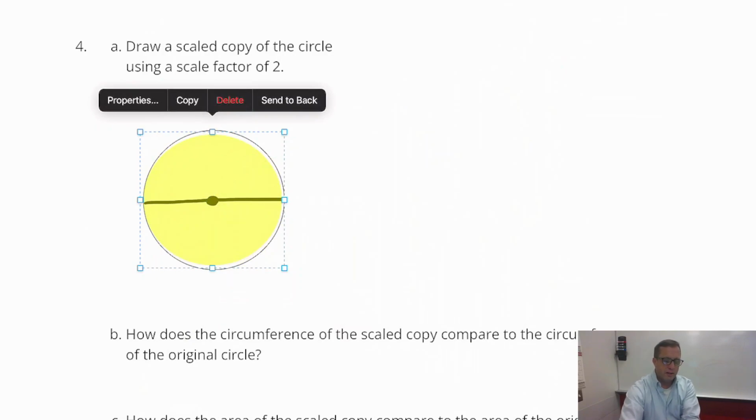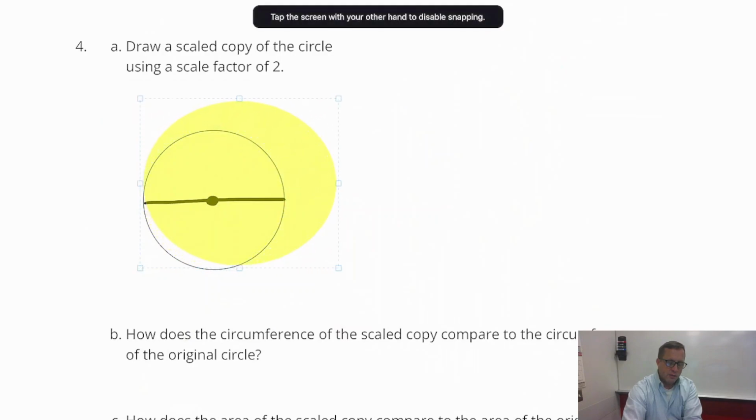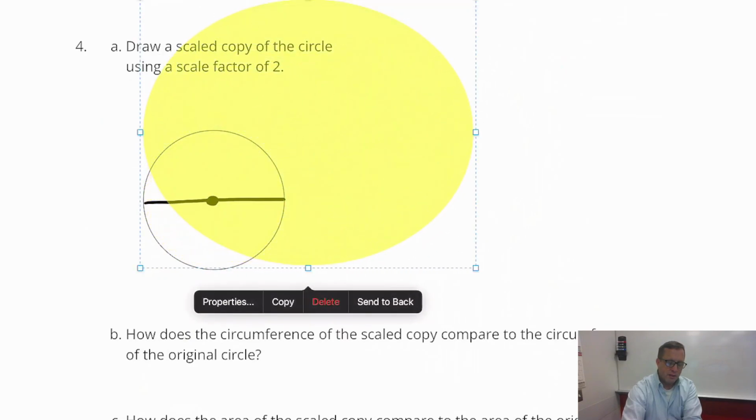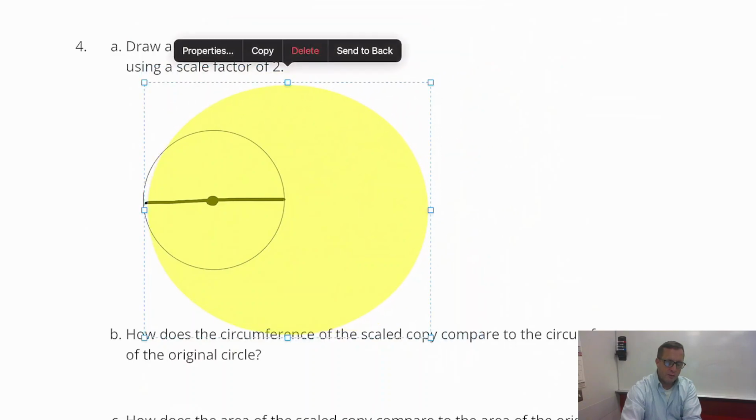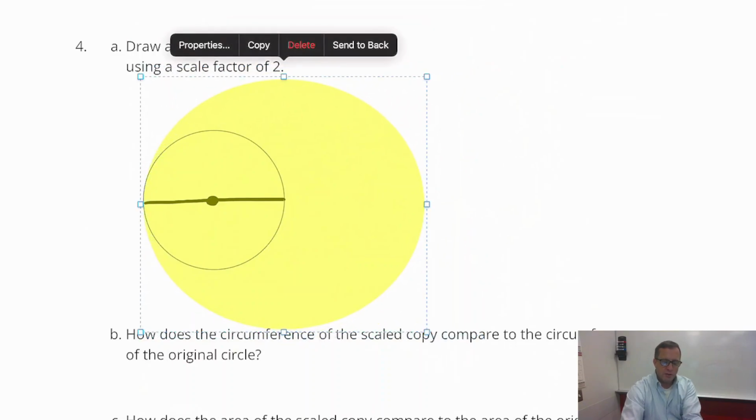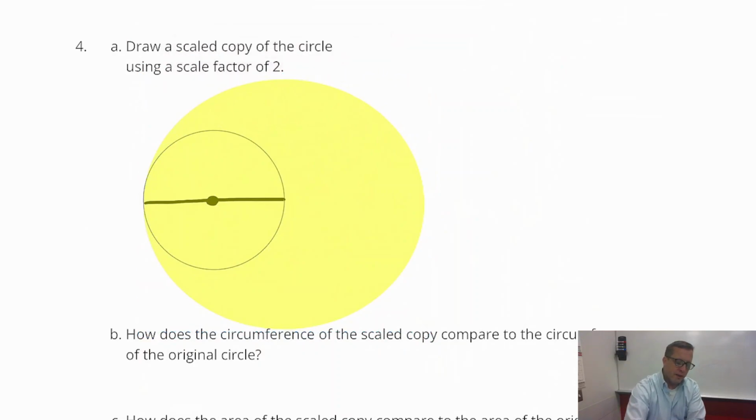So I want to double it. So I'm going to do this. And I'm going to kind of estimate when the diameter is kind of in the middle. And it looks like it's in the middle right there. I don't know, let me see. Now that looks longer. Let me shorten it up a little bit.